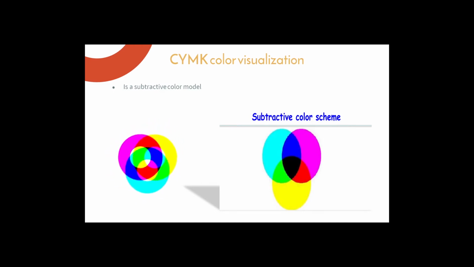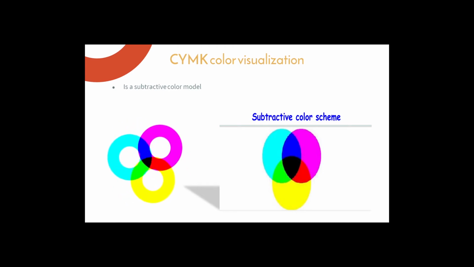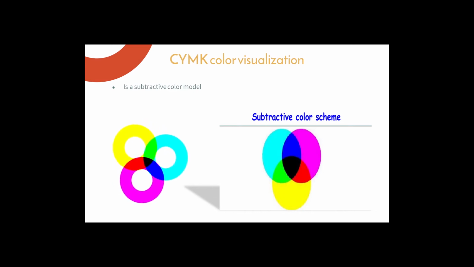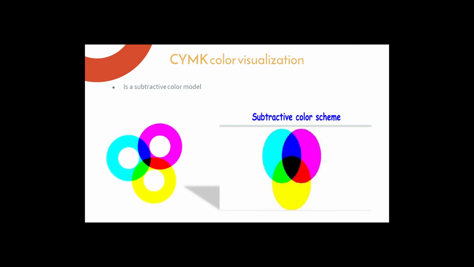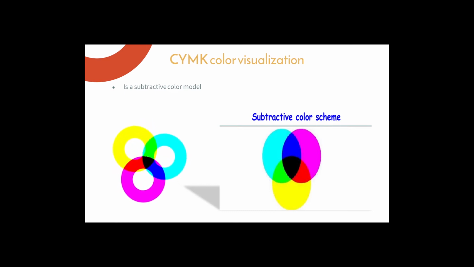Well, when you try to add two or more colors to get the color that you desire, then it is called an additive color model. But when you're trying to take a key color and subtract its components in order to get your desired color, then it is called a subtractive color model.